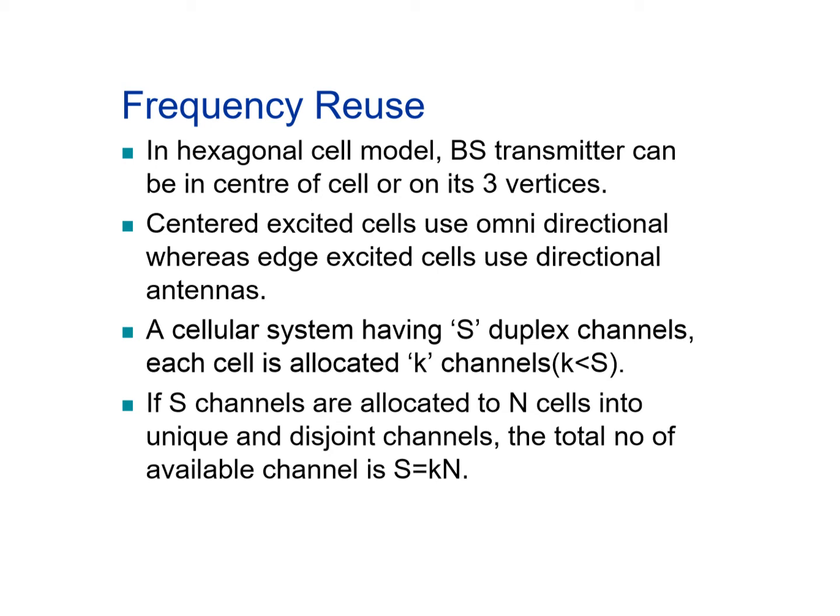Again we know the concept of a cluster. Capital N denotes the cluster size, that is, the number of cells in one particular cluster. So we have the equation S = K x N, where S represents the total number of duplex channels available, K represents the number of subbands or channels available in each cell, and N represents the total number of cells in one cluster.